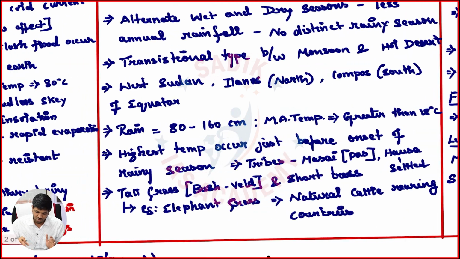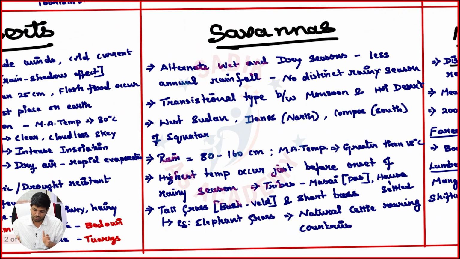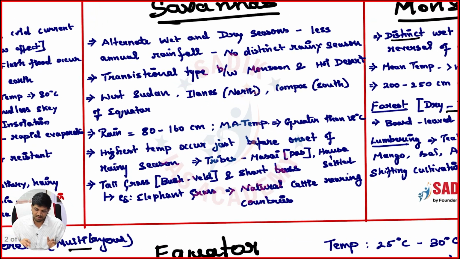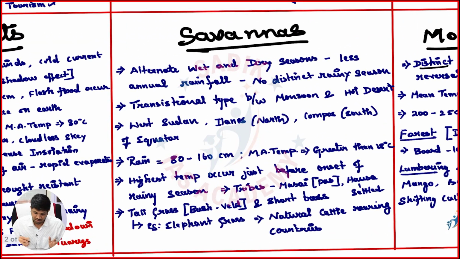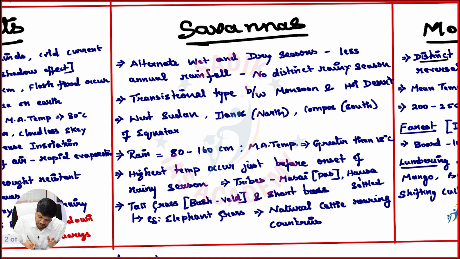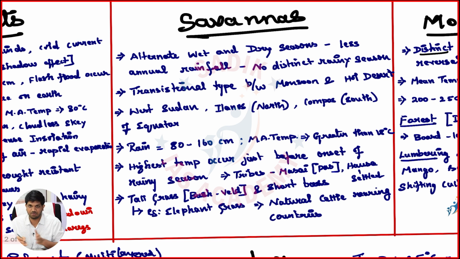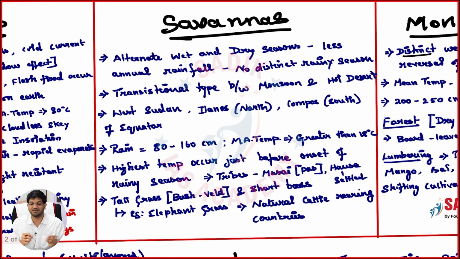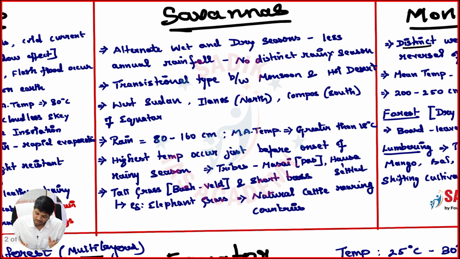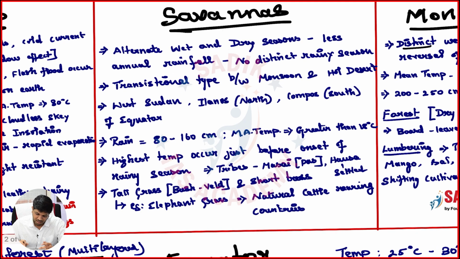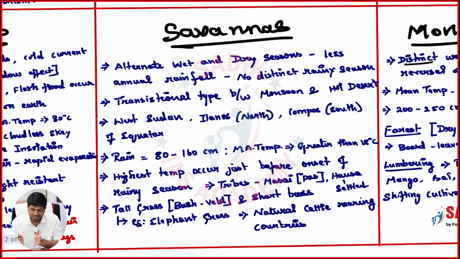And if you go further to its left, there will form the savanna type climate, friends. In the savanna type also there will be alternate wet and dry seasons and less annual rainfall compared to the monsoonal climate because of its continentality, and no distinct rainy season is available in the savanna climate, and this savanna is transitional between the monsoon and hot desert. So it is a kind of climate ecotone, okay, ecotone.